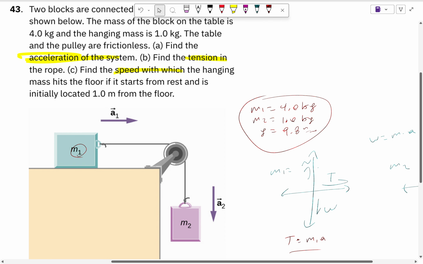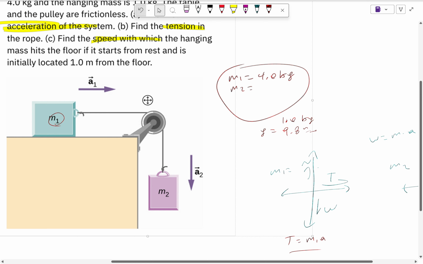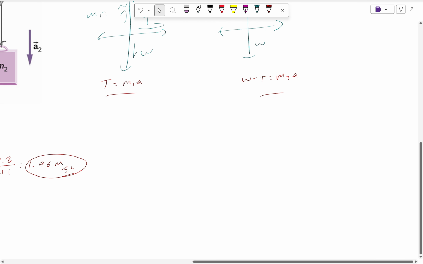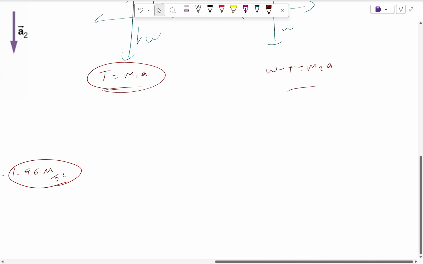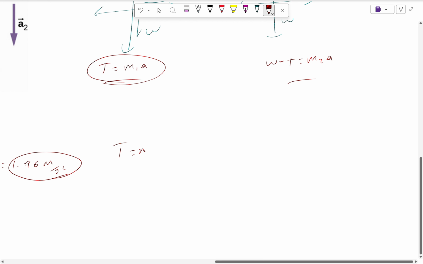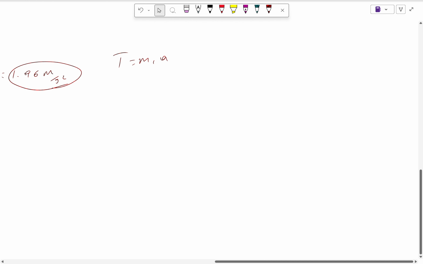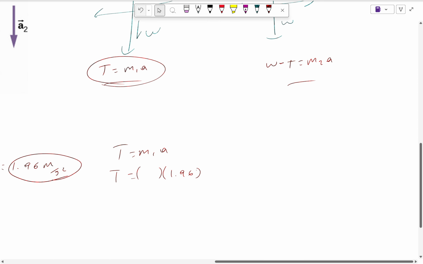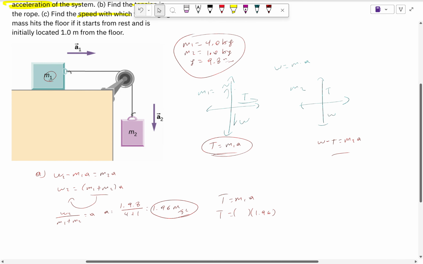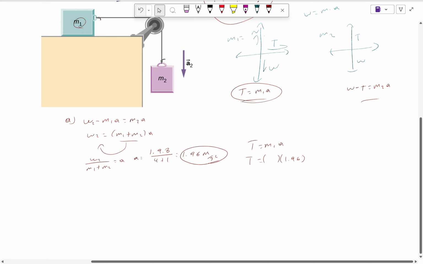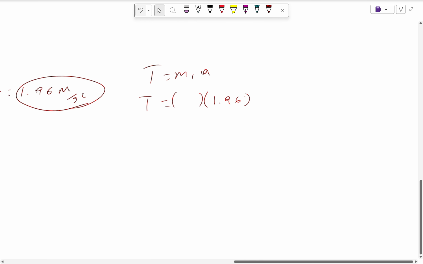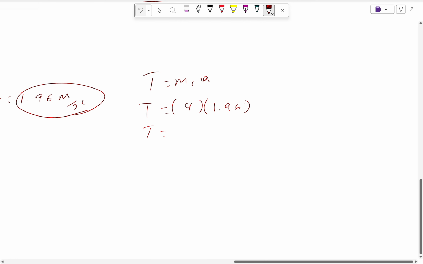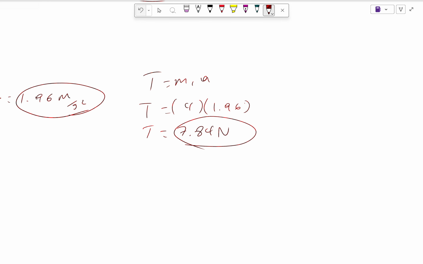All right, for B, find the tension. The tension is pretty easy, guys, because we have tension here. All we need to do is plug it in. So tension equals M1A, and we know A is 1.96, and what is M? We're looking at M1. So M1 is 4, I believe. Yeah, 4. So 4 times 1.96 is what? 7.84 N. So that's our tension.